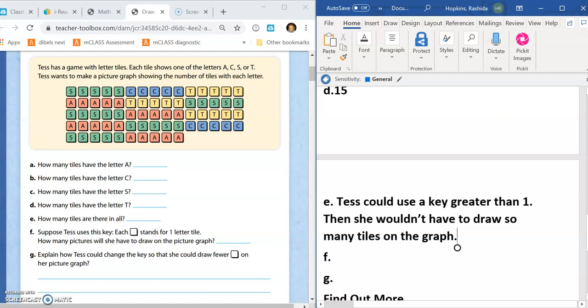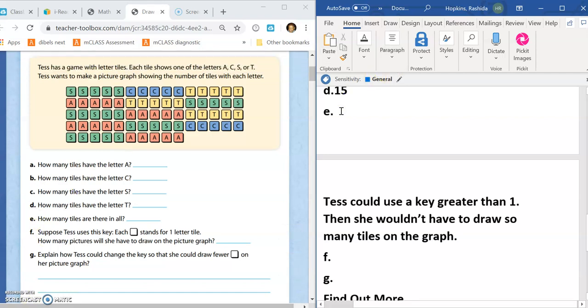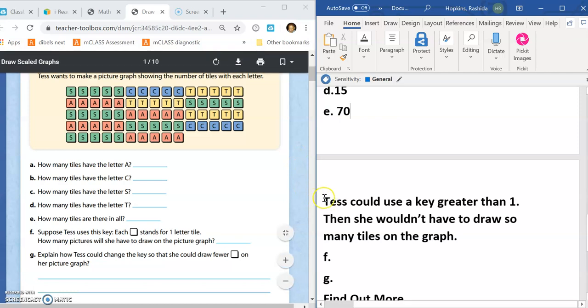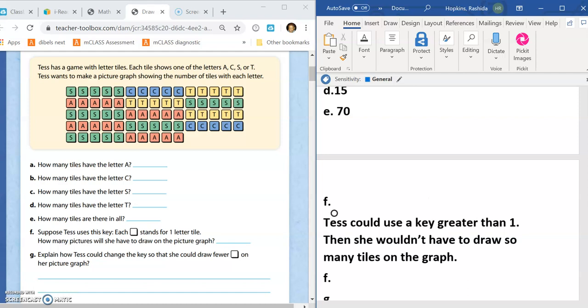Letter E. How many tiles are there in all? 70. That's what you should have put. And letter F, let's explain. Suppose Tess uses the key. Each square stands for one letter tile. How many pictures will she have to draw on the picture graph? And that should be 70 as well.